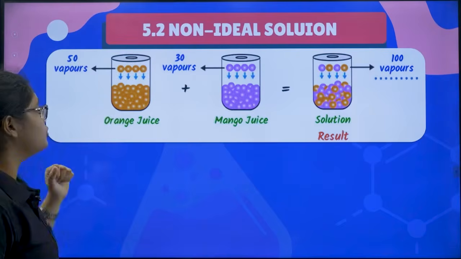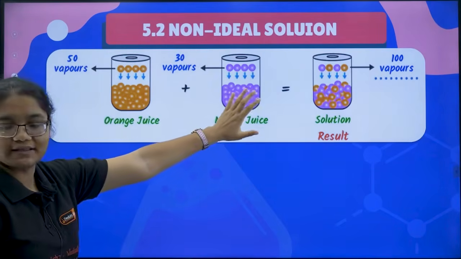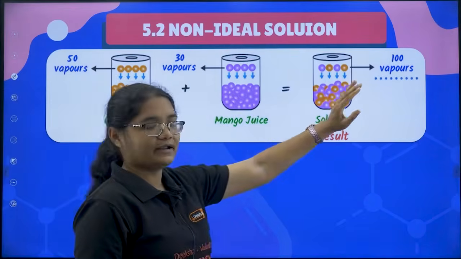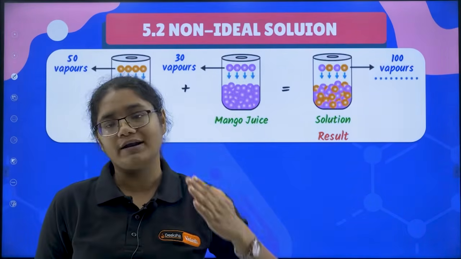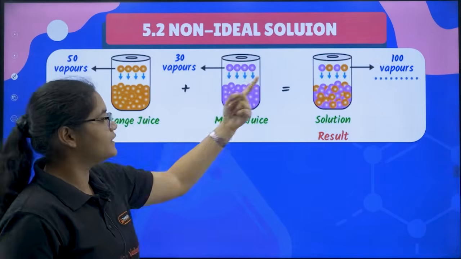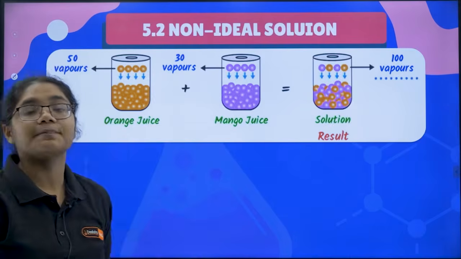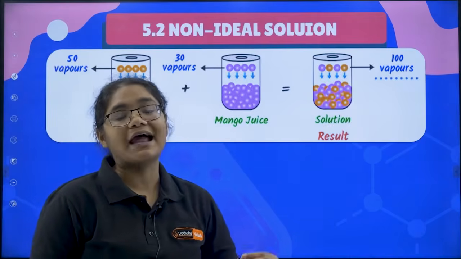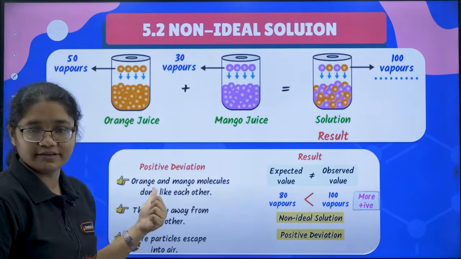Now if I talk about non-ideal solution, as I told you, suppose it is 50 plus 30. Once you mix them, it will not be equal to 80. It can be either more or less, right? So if it is more than 80, suppose 100 vapors are there, then we call it a non-ideal solution, positive deviation. Okay, so this is positive deviation.